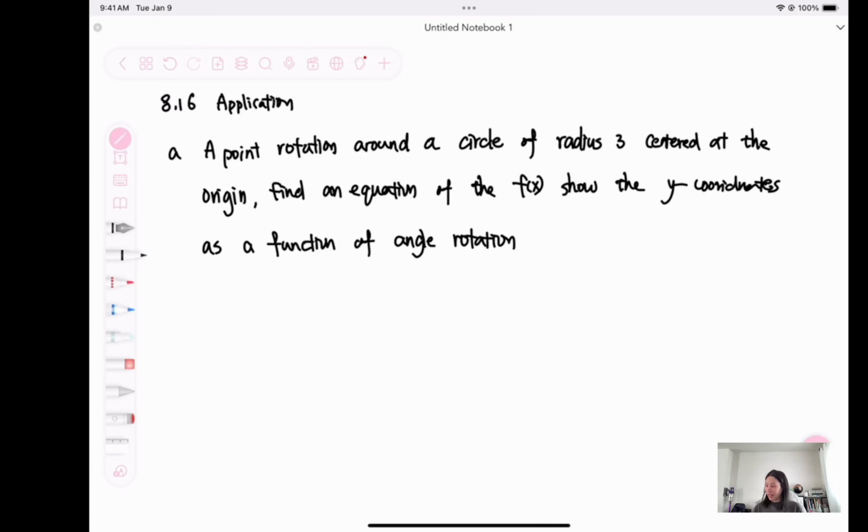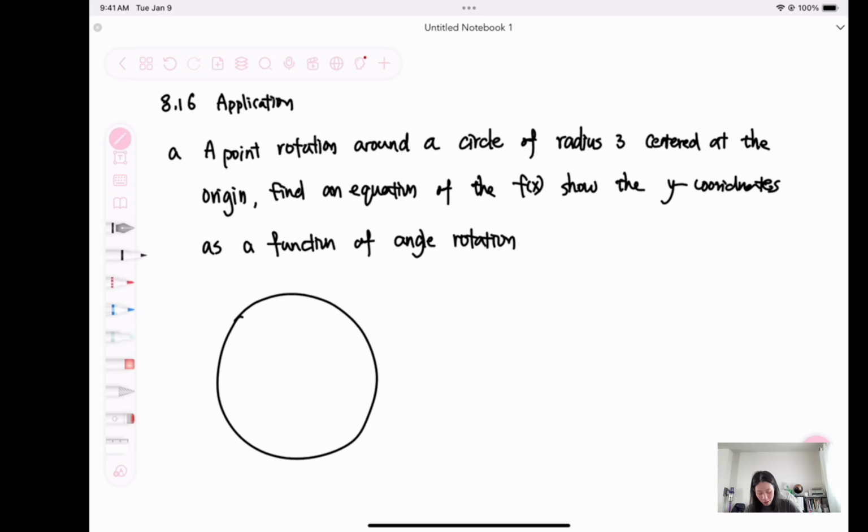Hello, in this video we're going to talk about the application of the sinusoidal function. First, this is the exercise. A point is rotating around a circle with a radius of 3 centered at the origin. Find the equation of f(x) that shows the y-coordinate as a function of the angle of rotation.